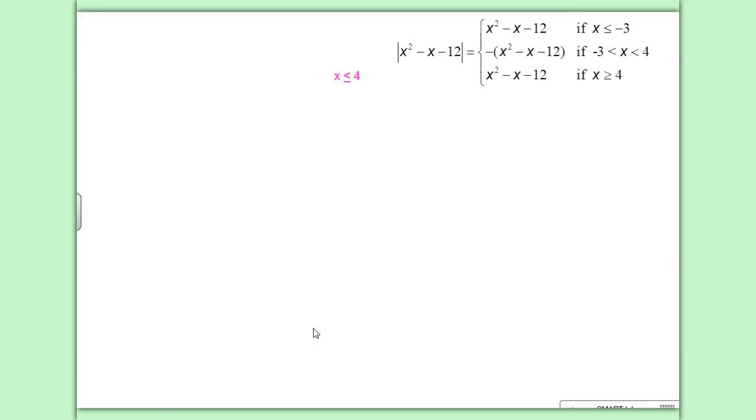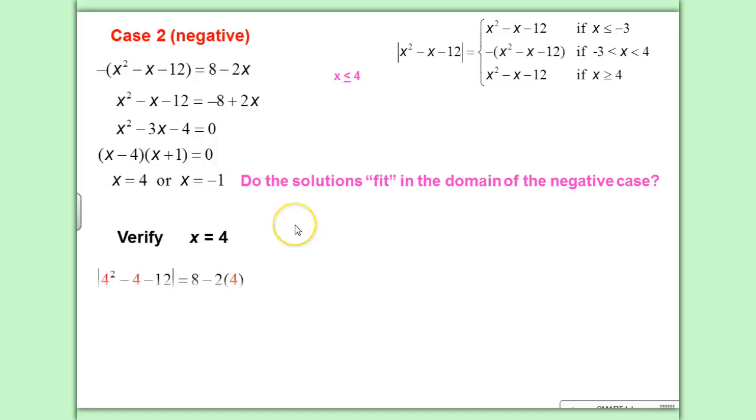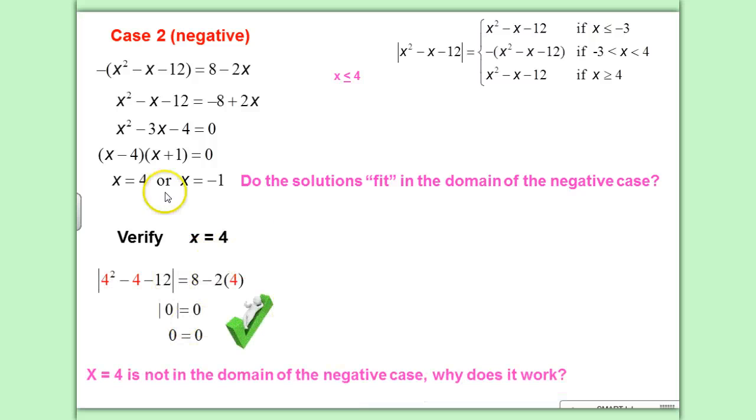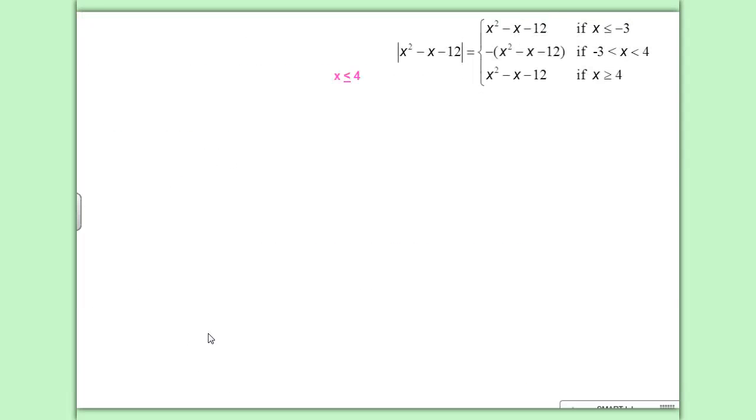But you're not done because you have the negative case to do as well. So negative x squared minus x minus 12 equals 8 minus 2x. Another quad equation. Take it all to one side and solve, and you get 4 and -1, two more answers. Now we check and verify, do those answers work? And you'll find that x equals 4 does work. Have we created any new answers from the previous one? No, but that 4 came up again.